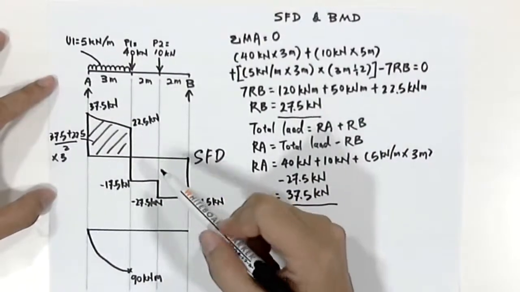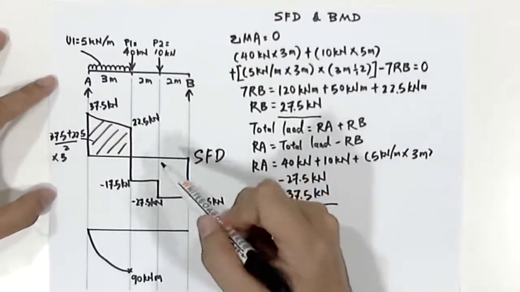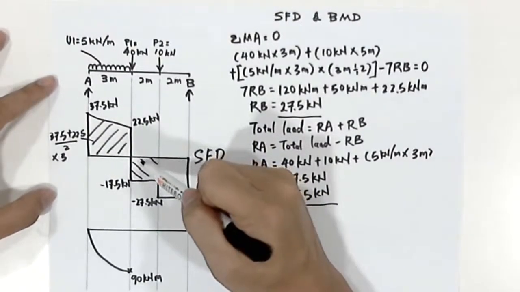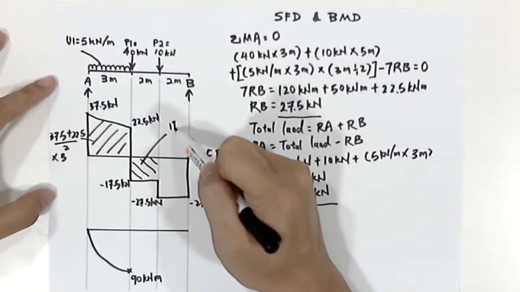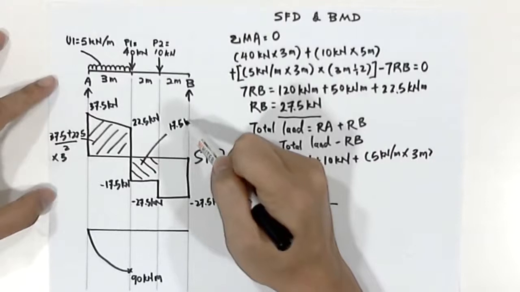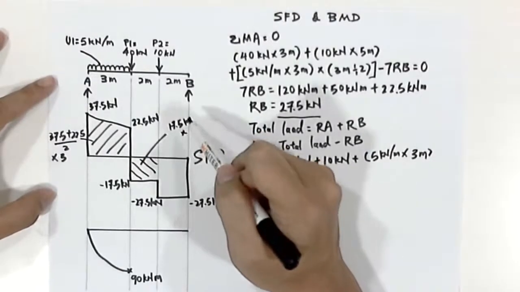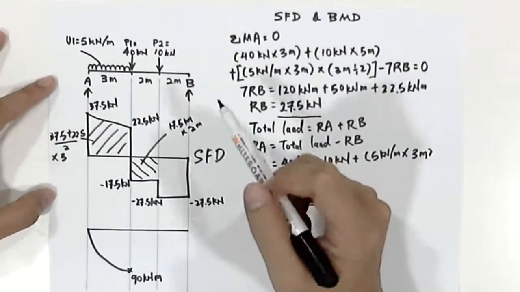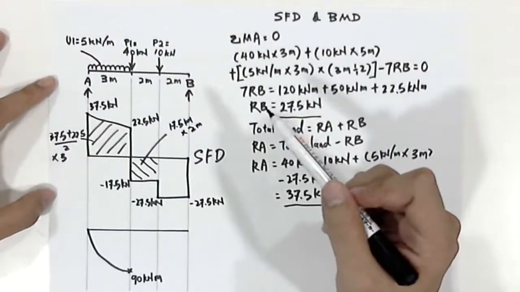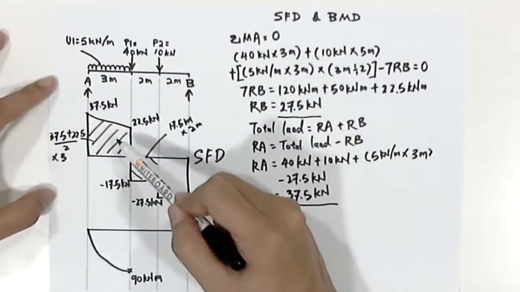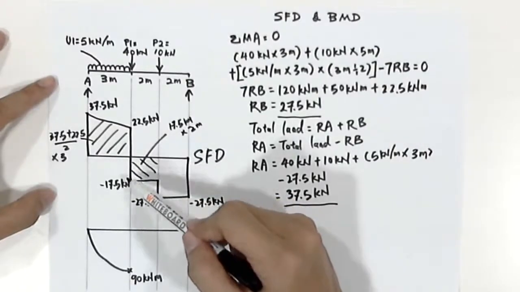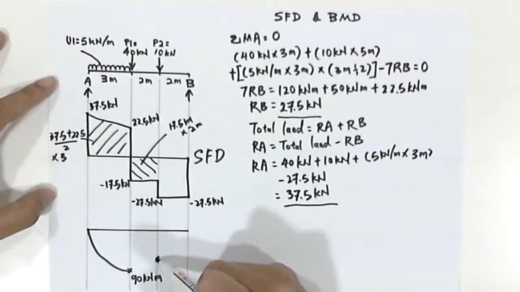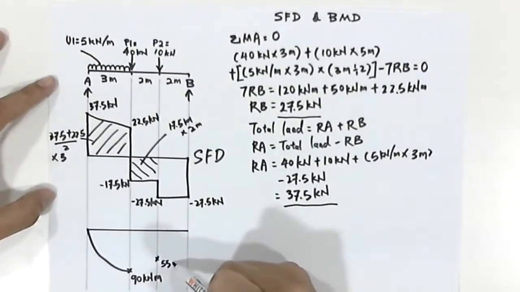Let us go to the next section in our shear force diagram. We calculate this area, which is 17.5 kilonewton times 2 meter. So what we'll have here is that the total area deduct the new area will get a value of 55 kilonewton meter.